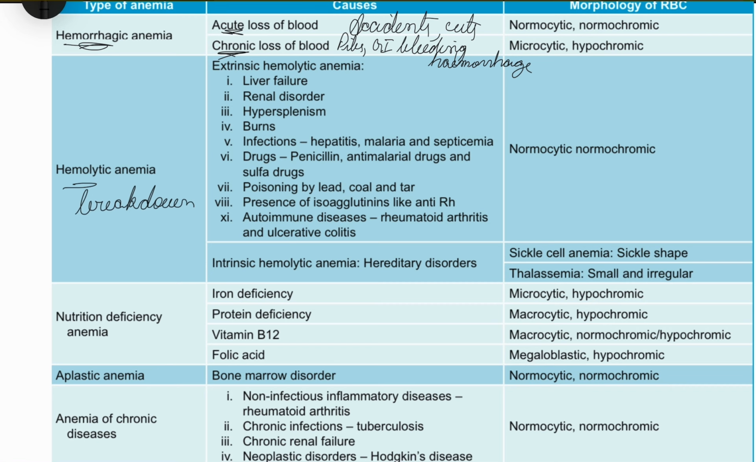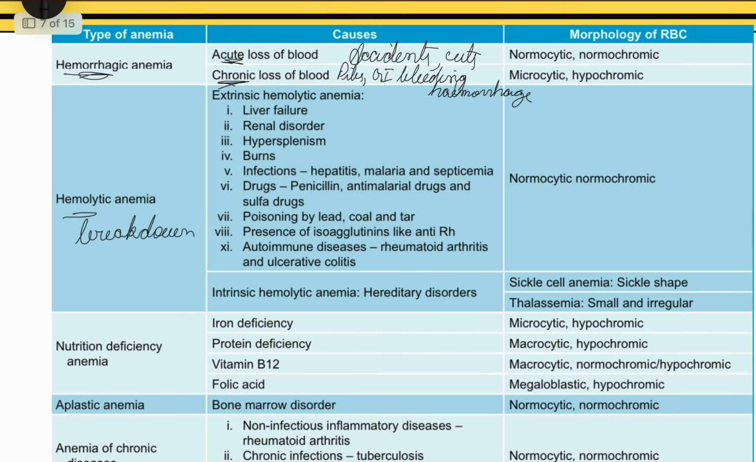Intrinsic hemolytic anemia means those conditions in which there is a defect in the RBCs. It can be a defect due to genetic factors or the genes, as a result of which there is hemolysis of the RBCs. Whereas extrinsic hemolytic anemia means the condition where, due to other causes such as liver failure, renal disorder, hypersplenism, burns, infections such as hepatitis, malaria and septicemia, certain drugs such as penicillin, antimalarial drugs and sulfate drugs, poisoning by lead, coal and tar, presence of isoagglutinins like anti-RH, autoimmune diseases such as RA and ulcerative colitis, all these factors cause the RBCs to break down. So that is why it is known as extrinsic hemolytic anemia.